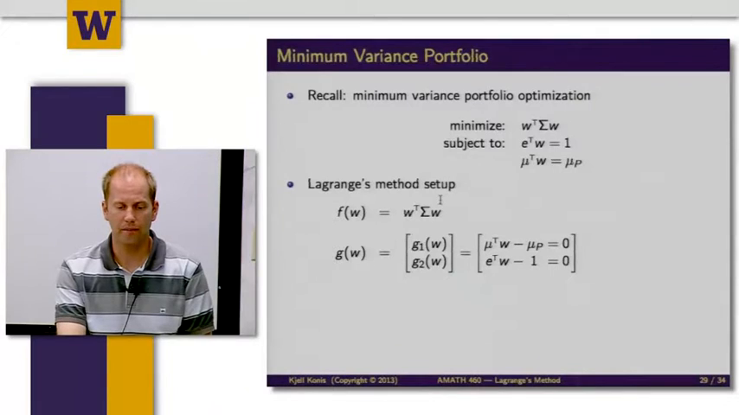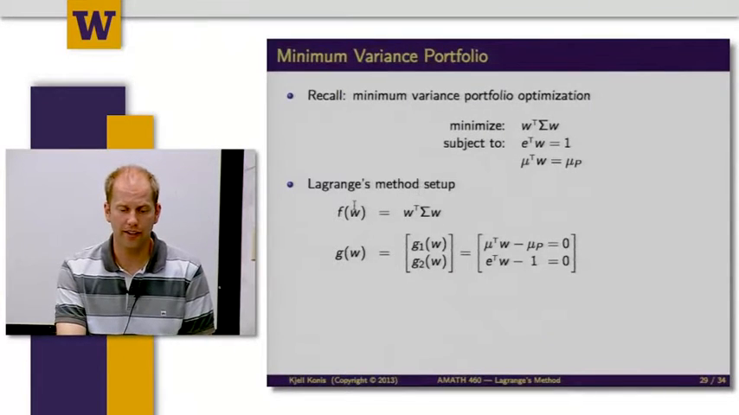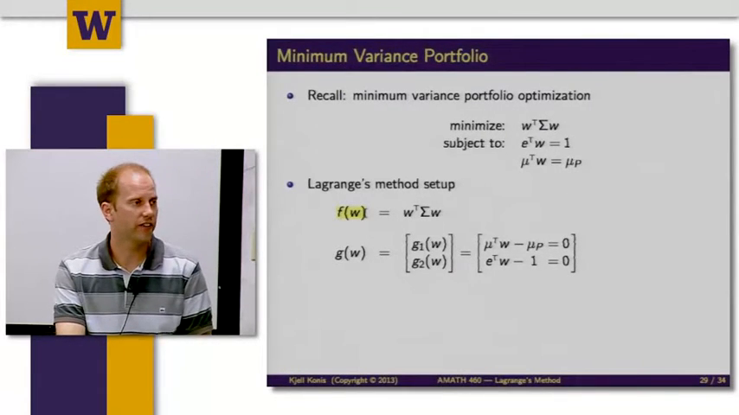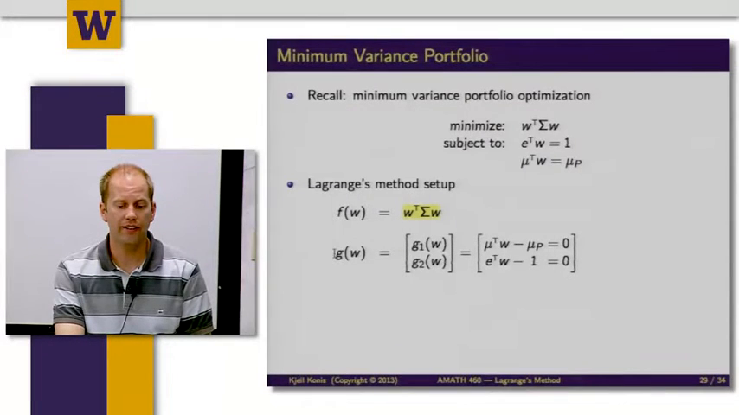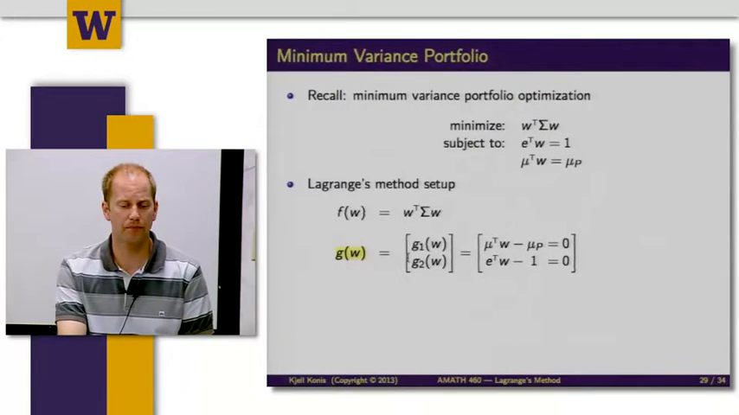So to set this up for Lagrange method, the objective function, the f, the thing that I'm trying to minimize or maximize, is going to be the variance, so W transpose sigma W. And the constraints, so G is going to be a function of this weights vector, so the weights of my portfolio. It's a vector-valued function with two pieces. The first one is just this condition.